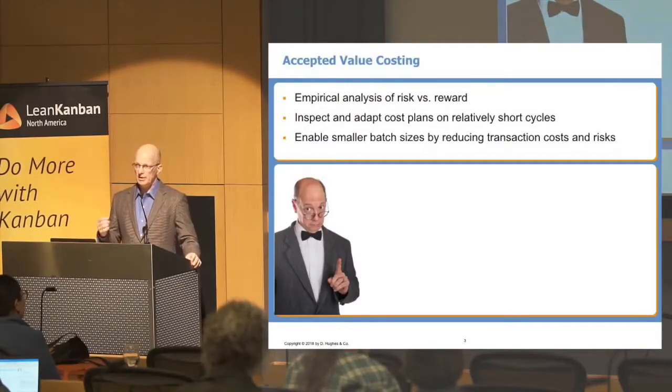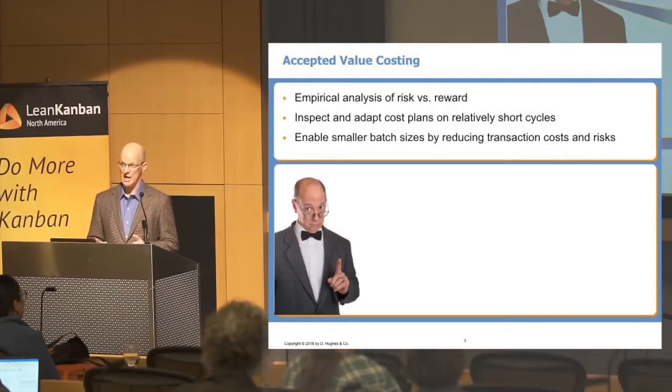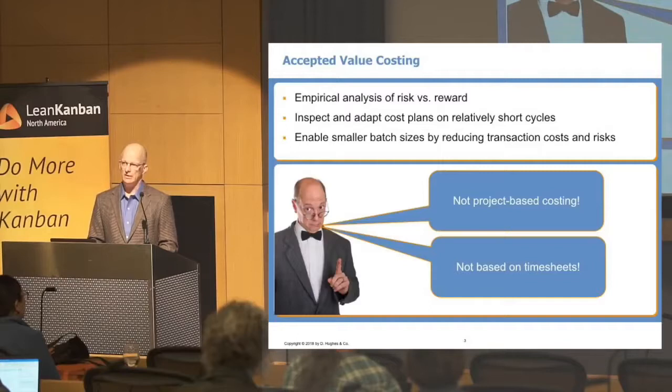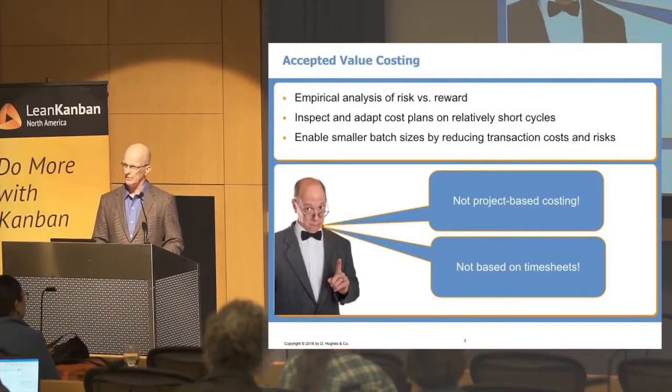So ABC is empirical, it's agile, and it's lean. What it is not is project-based costing or timesheet accounting. And that's a really good thing.